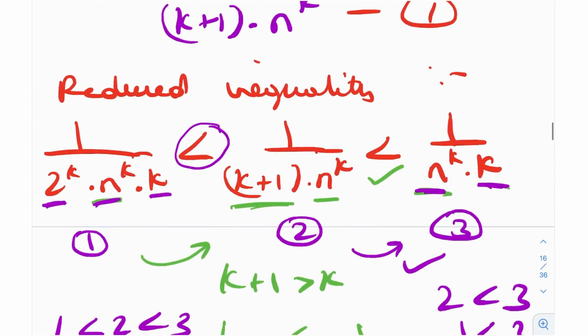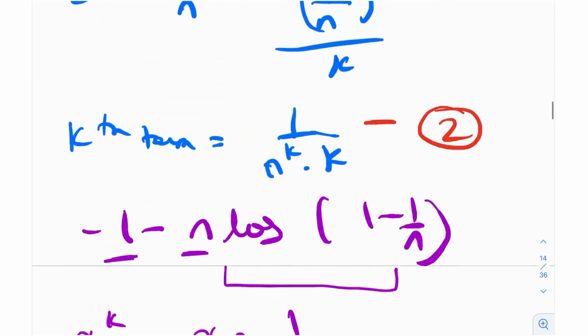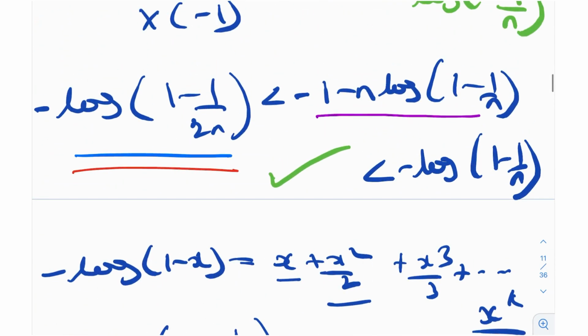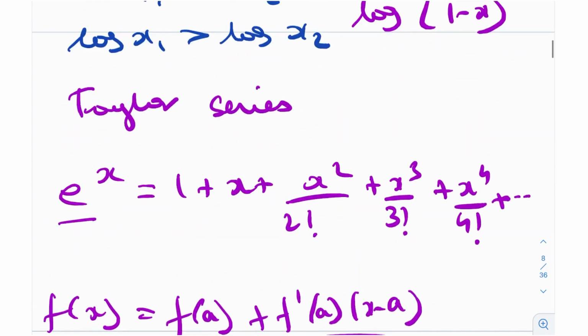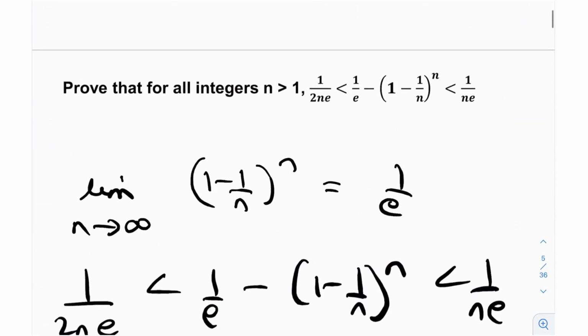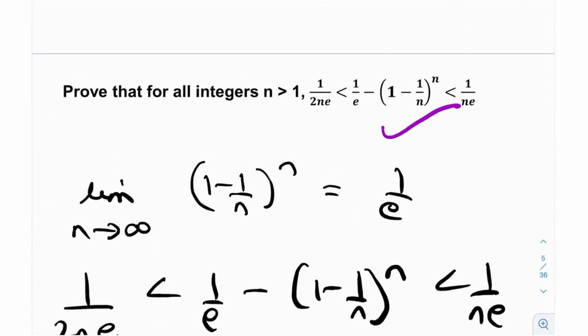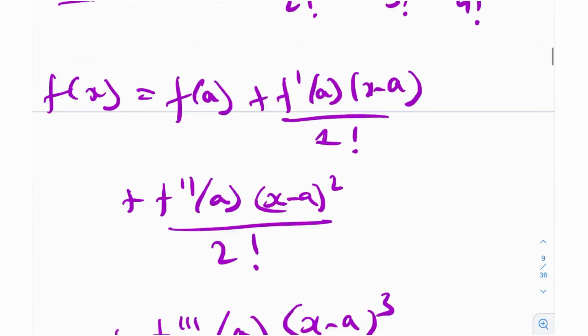So now that we have proved this reduced inequality, it means that the inequality that we had up top over here is also true. And if this inequality is true, that means the inequality given to us in the question is also true. And that's it. Hence proved. That's the end of the question. So yeah, I hope you learned something from that.